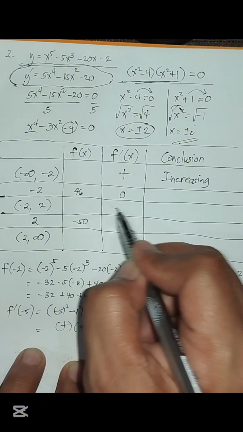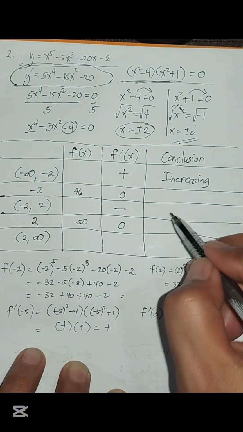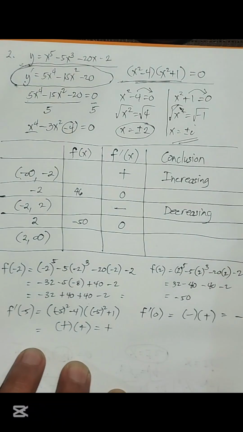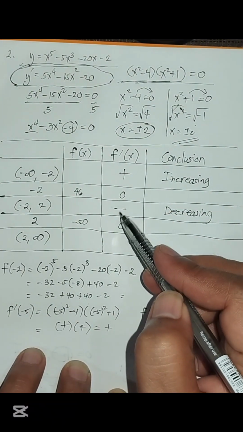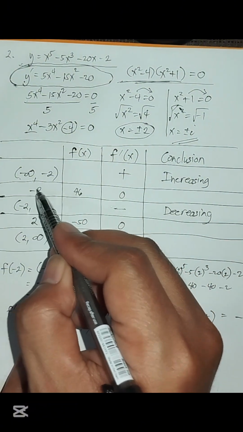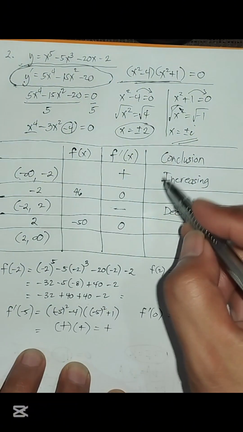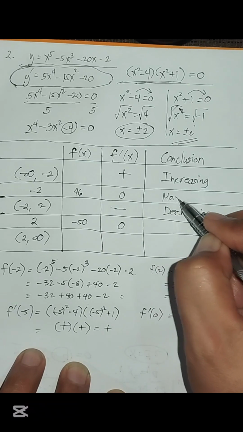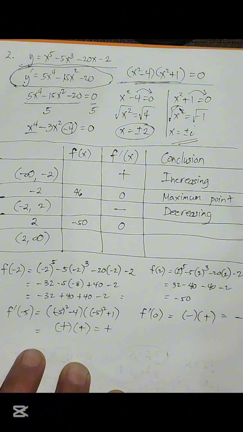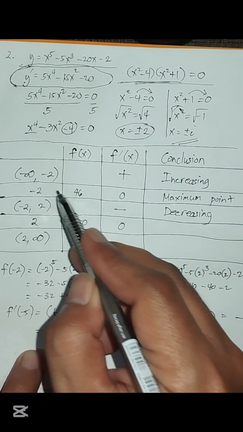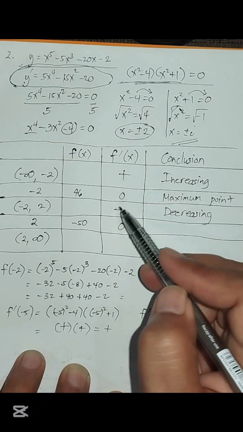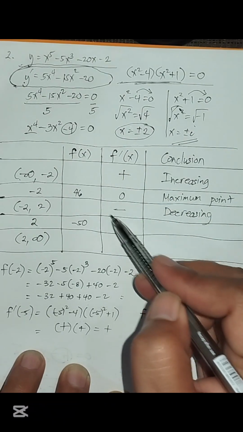So the sign changes from positive to negative, so we have decreasing. Positive to negative means this is a maximum point. So the point (-2, 46) is a maximum point because the sign changes from positive to negative.